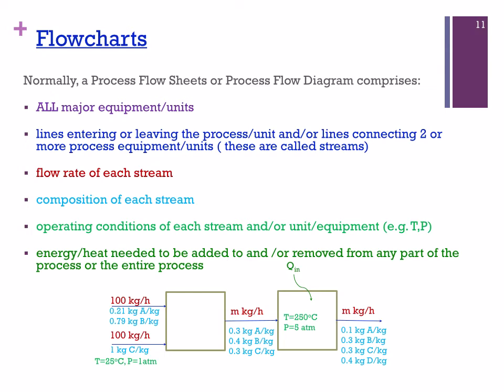Last, for this semester, you will also be putting the operating conditions of each stream and or unit that you are using in the process. So you have to put at least the temperature and pressure of each process. Sometimes it's crucial as well to put the phase of the process. Lastly, this will be done next semester, whereby you'll be calculating the heat or the energy needed or removed from the process. Therefore, you need to put the Q in or Q out of the process. But we will learn in detail next semester.